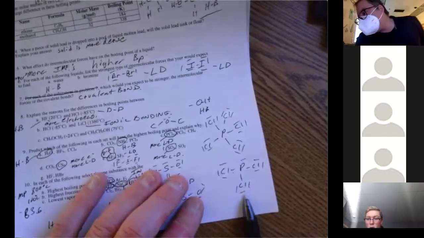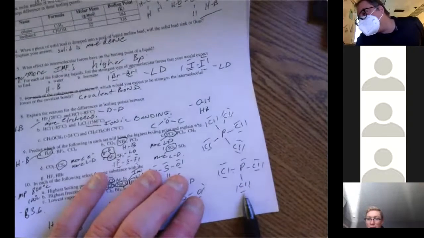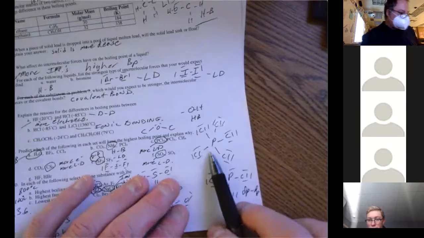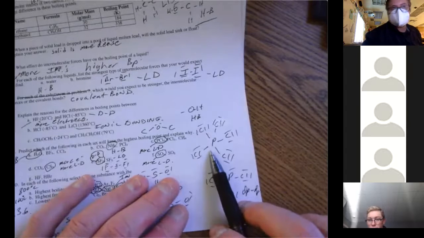The electronegativity difference there is 0.9. So this has polar, this has dipole. And this has London dispersion forces. And that's all it has.